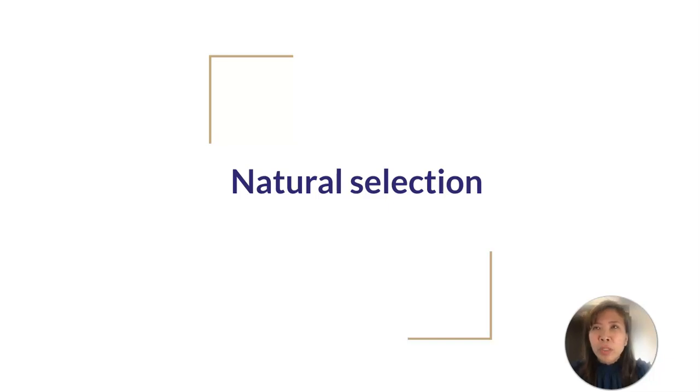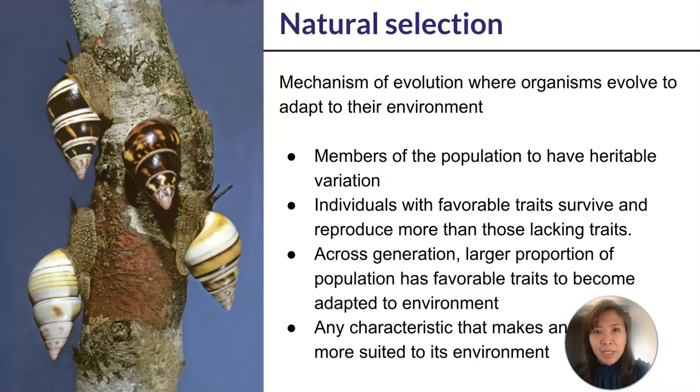So when we talk about this adaptation, what do we mean by this? And so we're moving on to natural selection. Let's take a look at how this mechanism of evolution occurs. How does natural selection, the mechanism of evolution where organisms are actually evolving to adapt to their environment, come about?